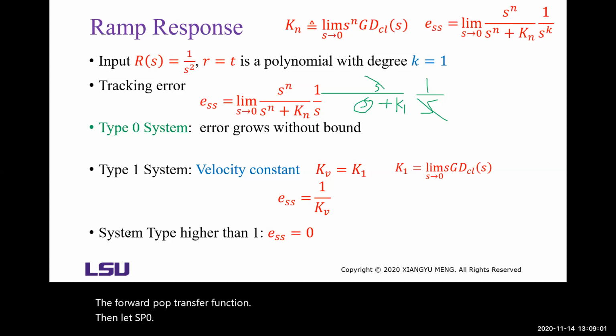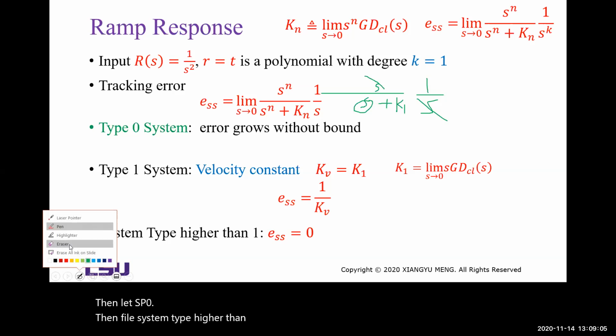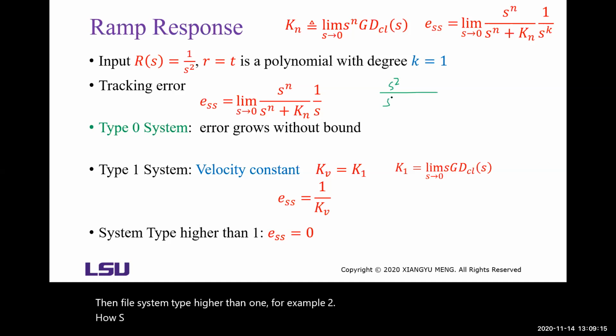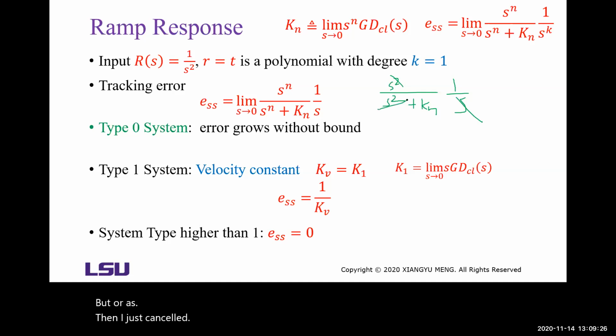Then for system type higher than 1, for example 2, we have s squared over K_n times 1 over s, then s is cancelled, then if s is 0, then it will be 0.